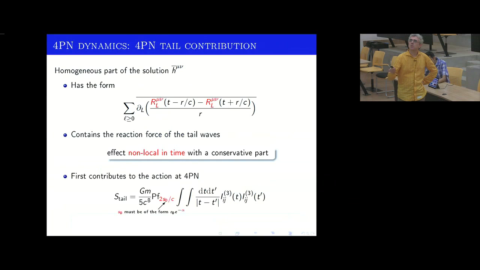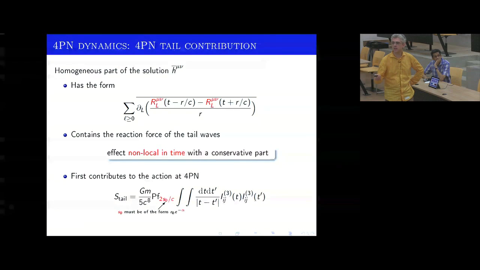So the H mu nu homogeneous solution, remember it had this form, and we inject this in the previous action, and this gives an effect which is non-local in time, but contains a conservative part. This is the so-called tail effect. And this tail effect, for instance, reads this for the 4 PN action we considered.